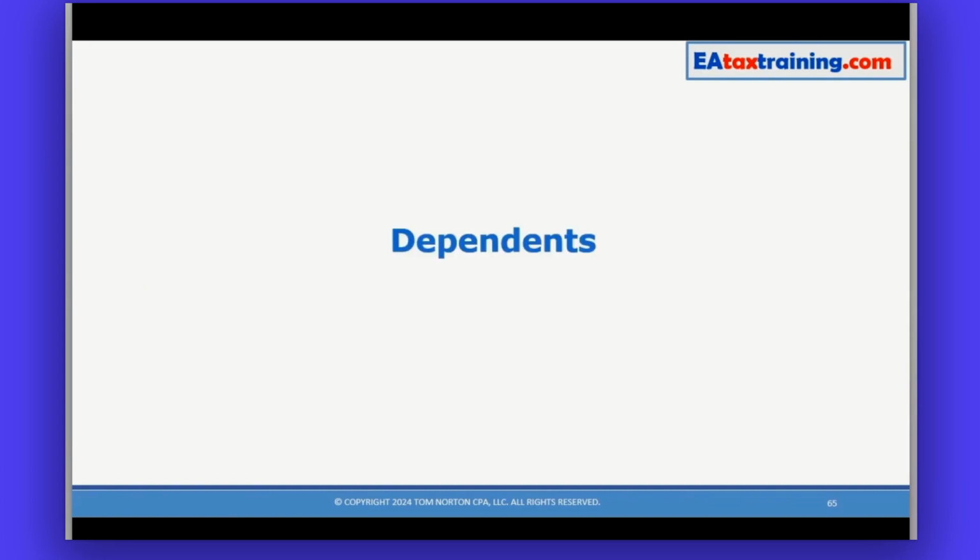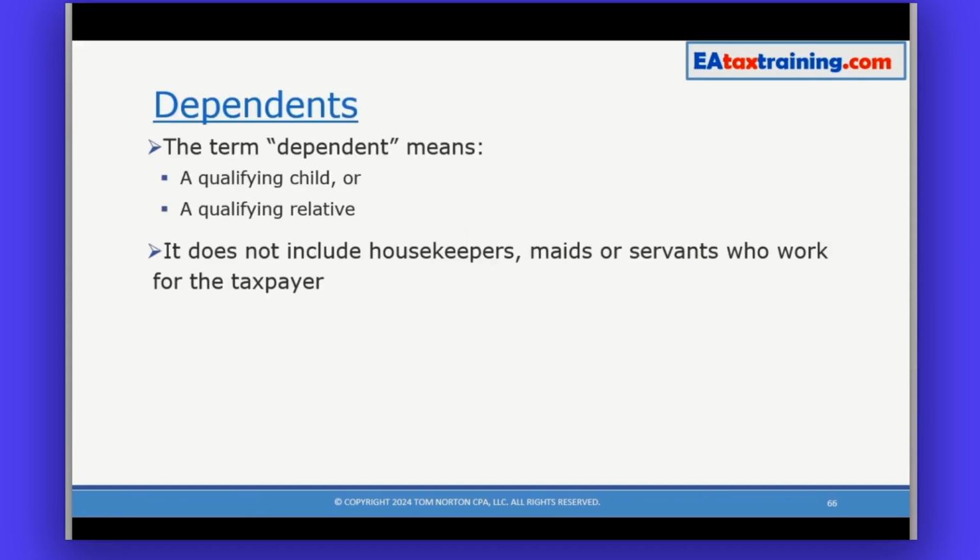Now we'll move on to dependents. We've talked a lot already about dependents and about whether or not someone is a dependent. So let's define it. What does it mean to be a dependent? The term dependent means a qualifying child or a qualifying relative. It actually seems like a pretty simple term, a qualifying child or a qualifying relative. As you'll see, it's a lot more detailed than that.